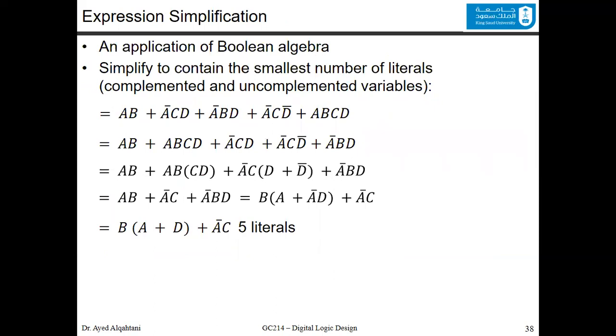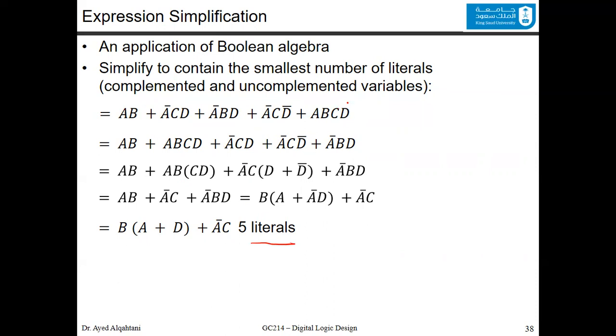So we could also make use of the Boolean algebra to do expression simplification. To simplify a function, it means if you have many letters or many what we call literals, we can reduce this to a few number of letters. So let's have an example. This example, we have A, B, or A bar C, D, or A bar B, D, or A bar C, D, B, D bar, or A, B, C, D.